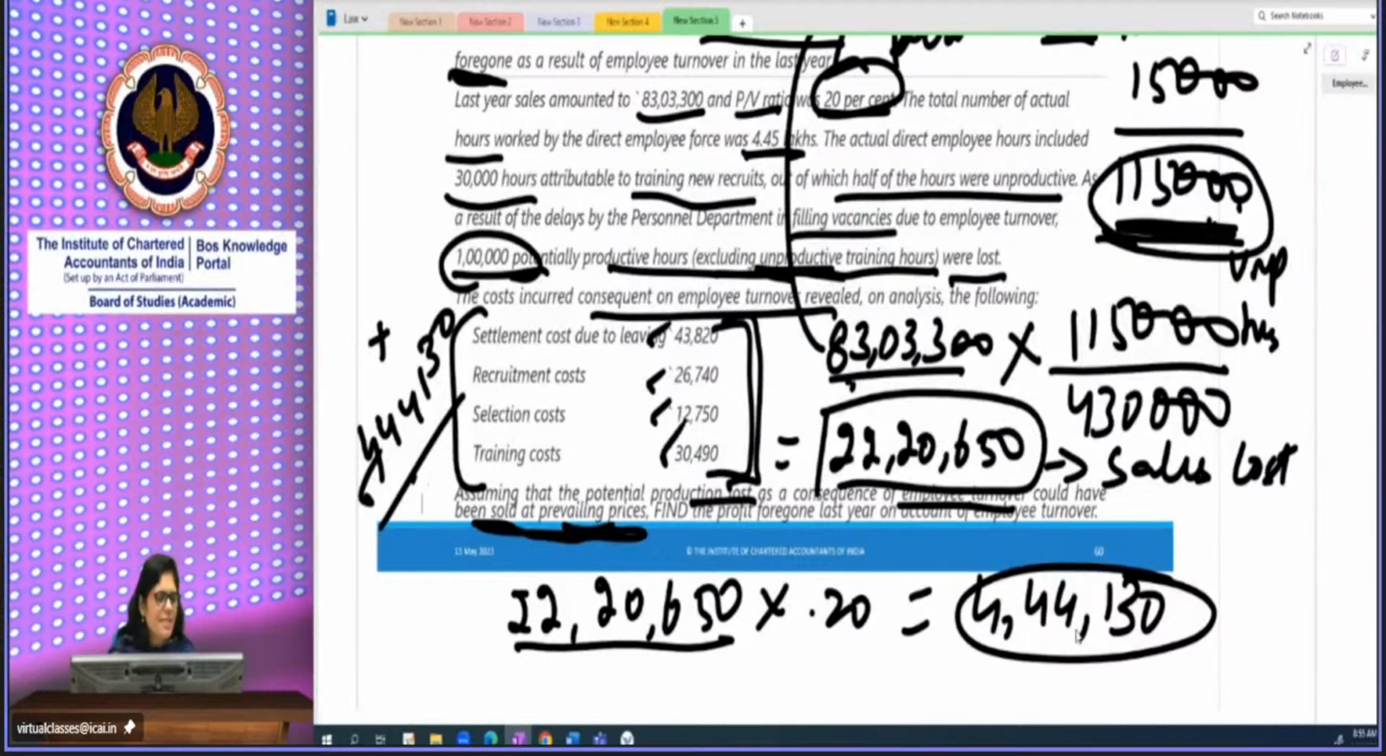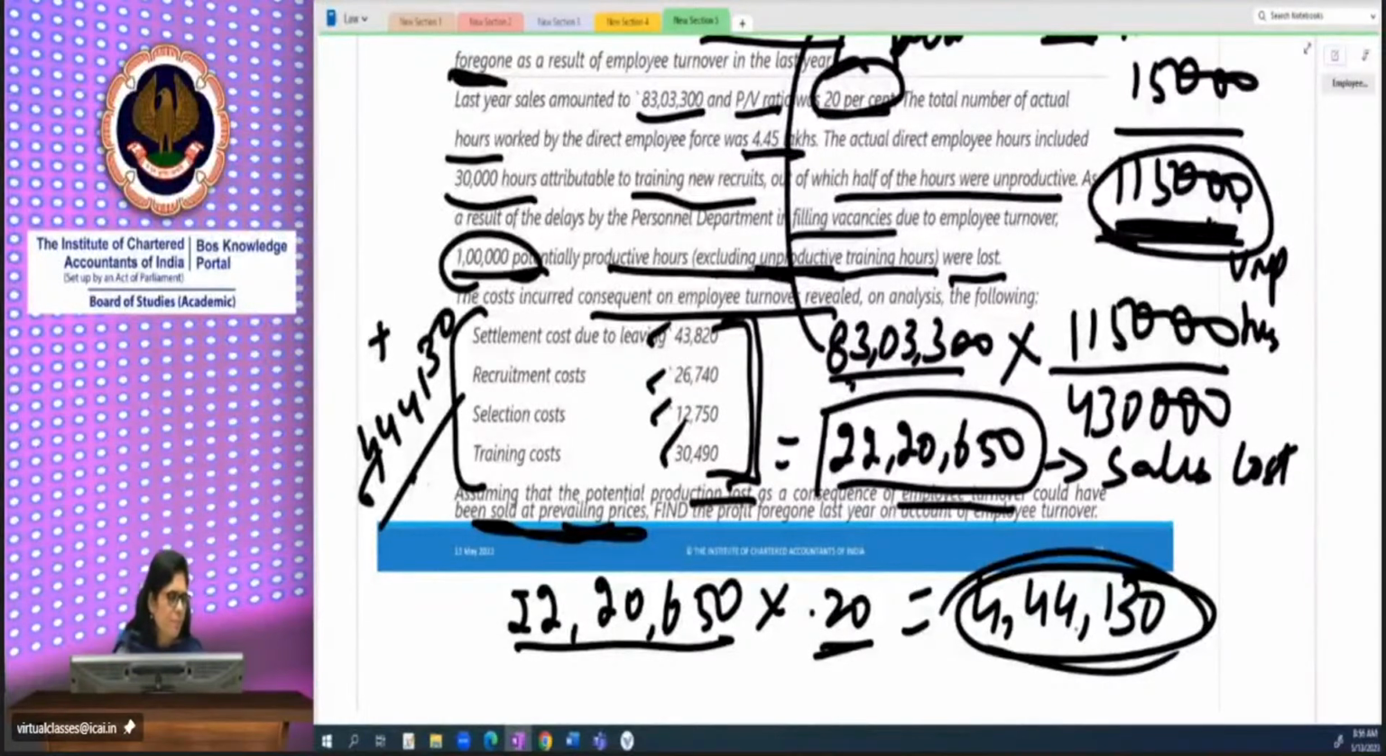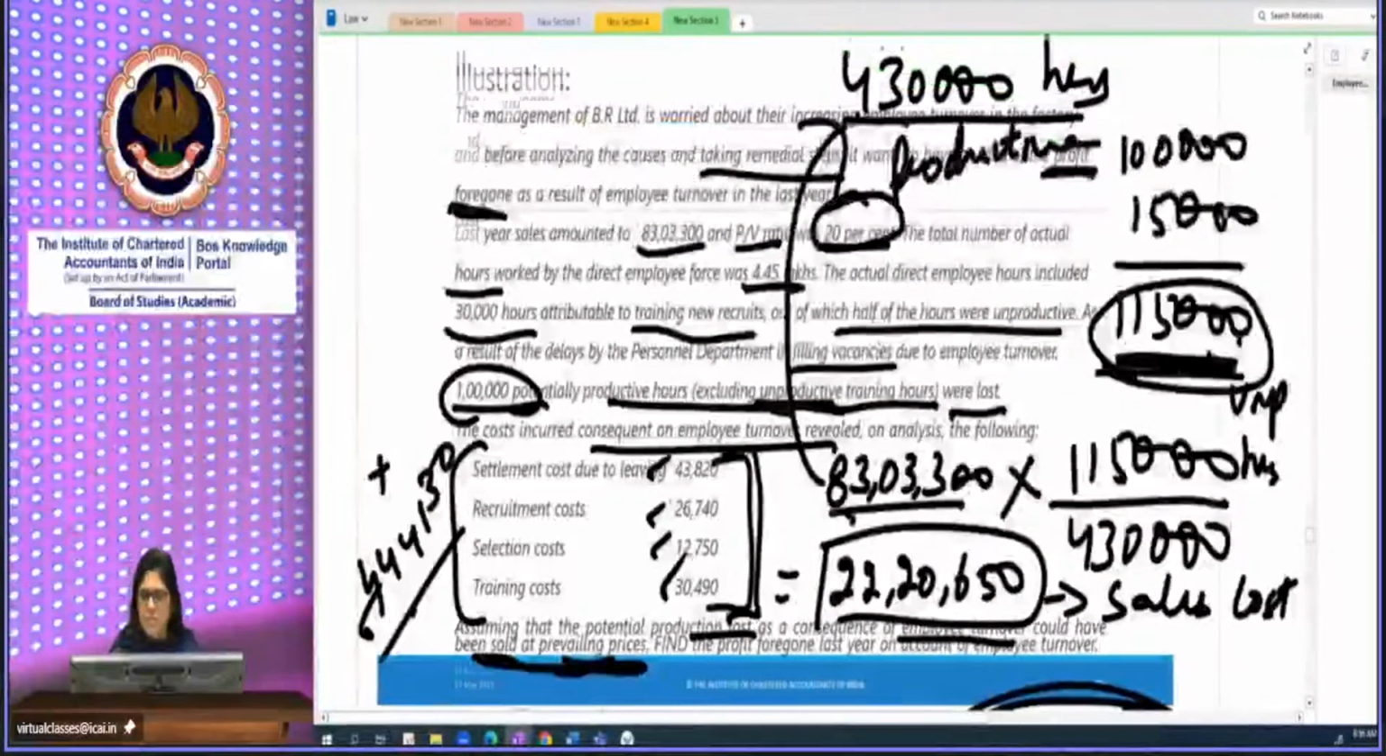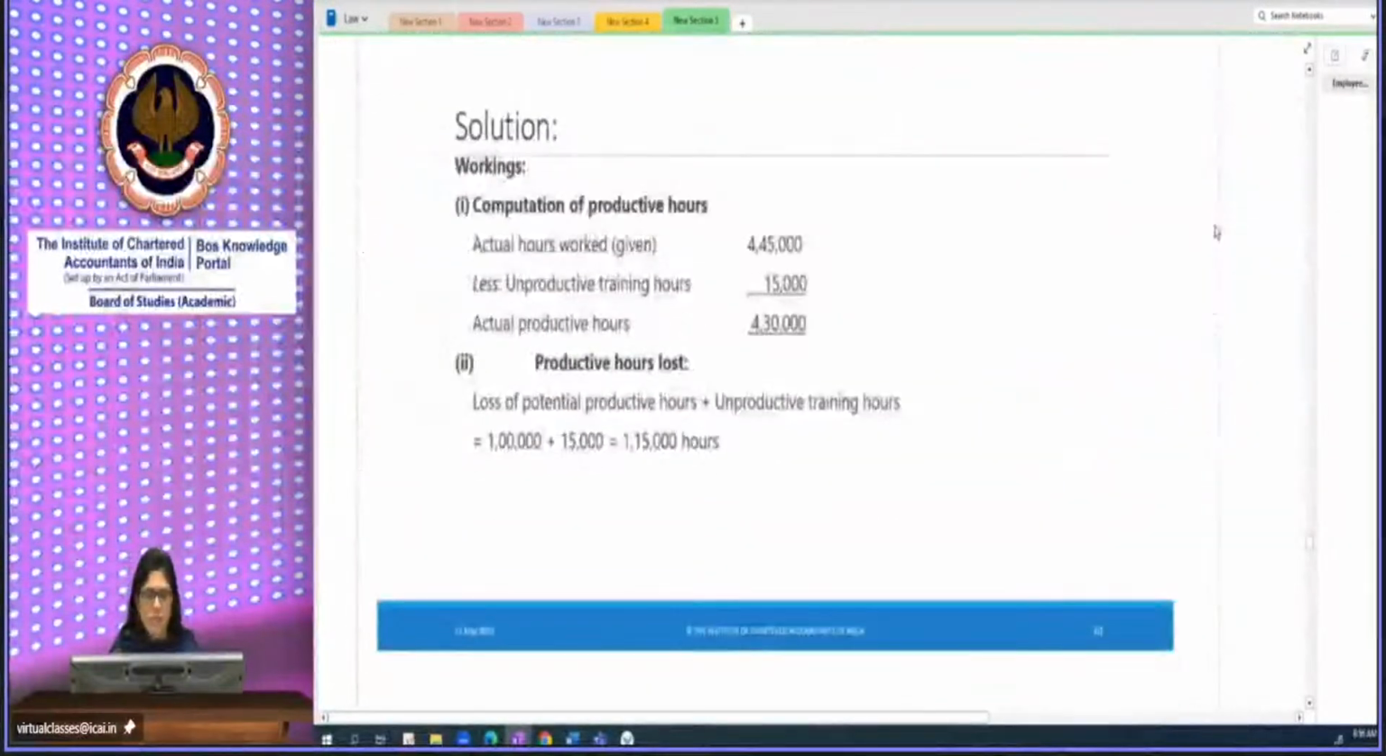So this is the sales. 22,20,650 is the sales we have lost. If these sales would have been made, we would have earned 20% as contribution. So we have lost 20% contribution on this sales. So the loss is 4,44,130. Let me see if we have a proper presentation of the solution.